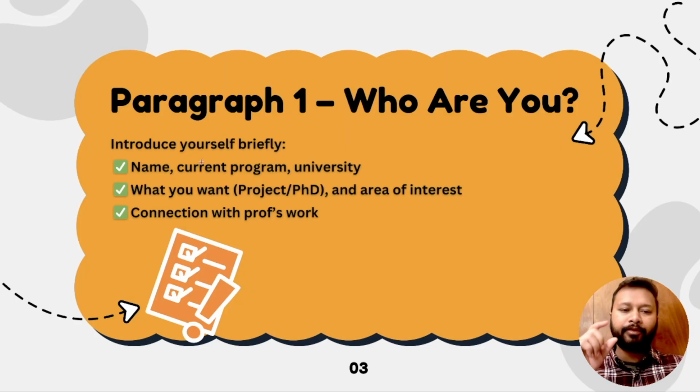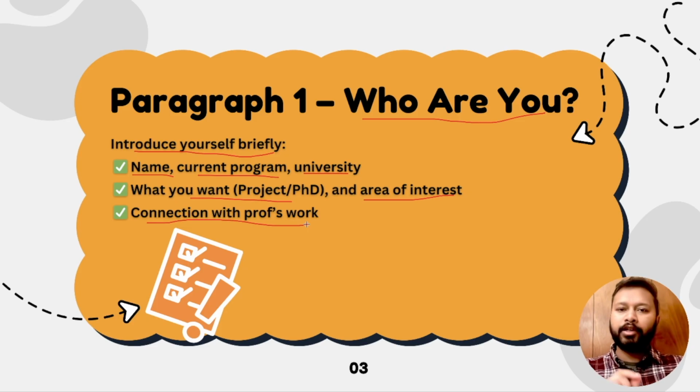Then we will go for the first part of the email, which will answer who you are, your introduction. You have to introduce yourself briefly here. That means your name, your current program, what you are doing currently, and your university. This is going to be your basic introduction. Then what you want to do over there, PhD or project or whatever you want to do in their lab, and your area of interest. And then you have to connect that with the professor's work.